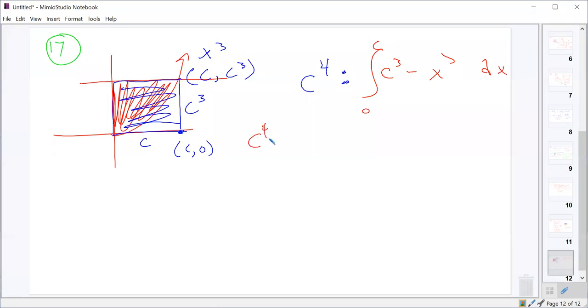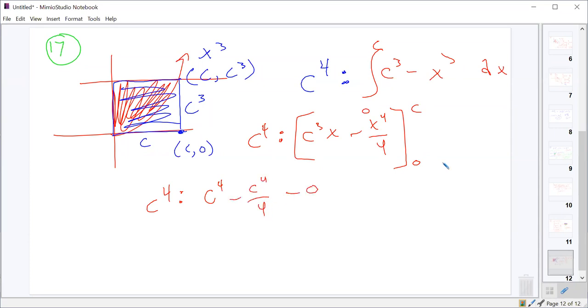So we've now got c to the 4th as the left part of our ratio to, well, the integral of c cubed with respect to x is just c cubed times x, right? C cubed is a constant. And then minus x to the 4th over 4. We'll evaluate that from 0 to c. So now we've got c to the 4th to c to the 4th minus c to the 4th over 4 minus 0. And now this is 3c to the 4th over 4. Or if we cancel out the c to the 4th, it's 1 to 3/4, which would be the same as a ratio of 4 to 3.